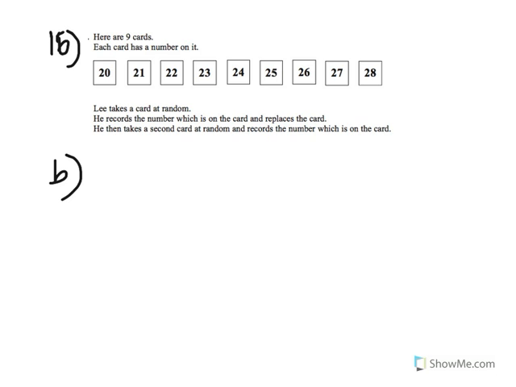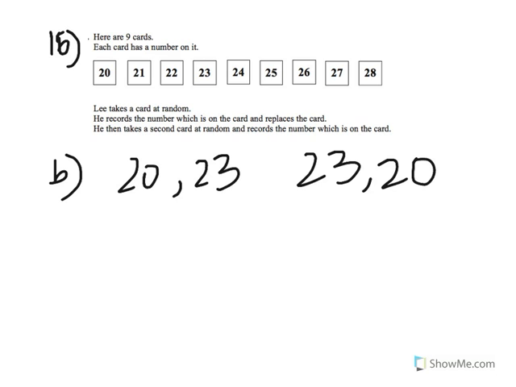This is a bit more tricky, but it still applies the same basic principles. Now, what are the ways in which you can get a sum of 43 in those 2 picks? If you first pick a 20, and on the second pick you pick a 23, you'll get a sum of 43. If on the first pick he picks a 23, then on the second pick he picks a 20, he'll still get a 43. Then if on the first pick he picks a 21, then he picks a 22, he's going to get a 43. Or if he picks a 22 and then a 21, he's going to get a sum of 43.